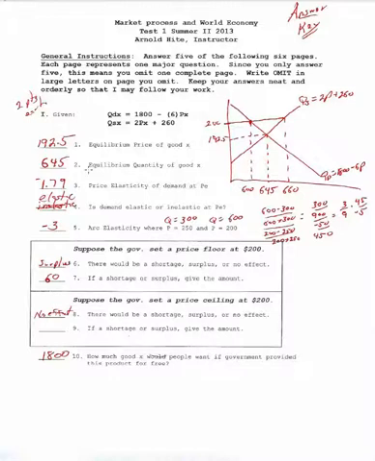Then to find the equilibrium quantity, you just plug the equilibrium price of 192.5 into either the demand equation right there or the supply equation right there. In fact, if you're nervous, you should do it twice because you should get the same answer both times, 645. Now, price elasticity of demand at equilibrium is a little harder.